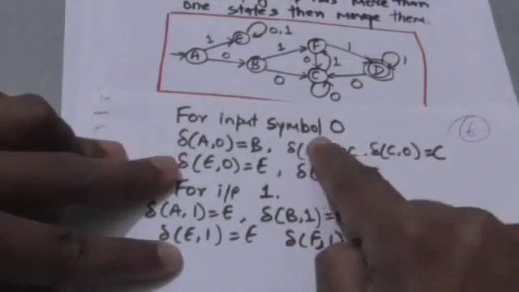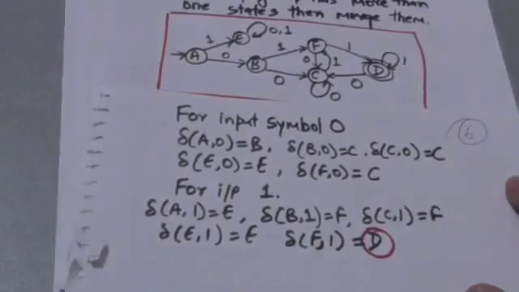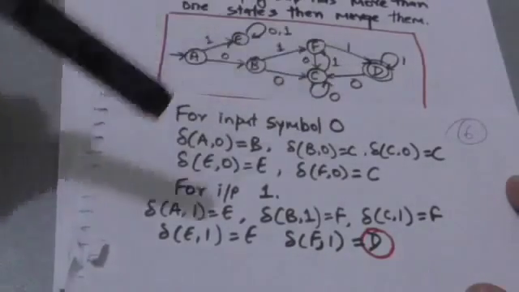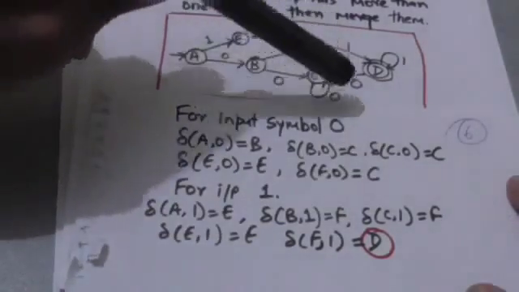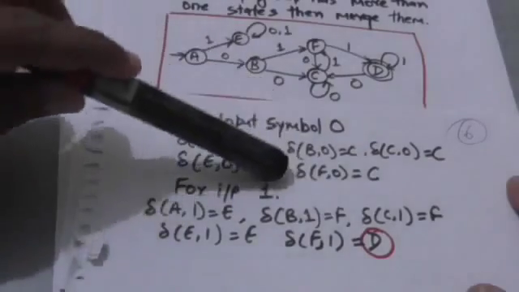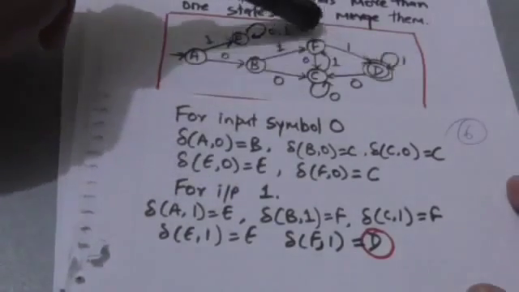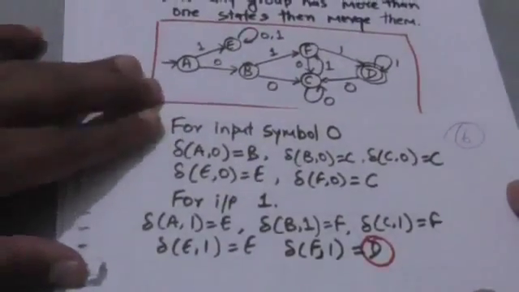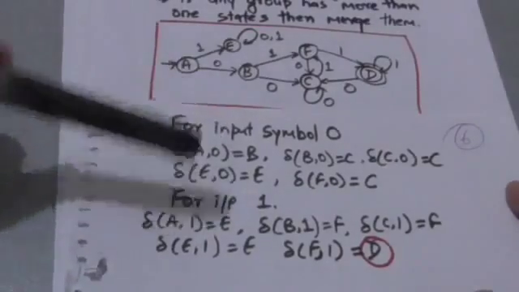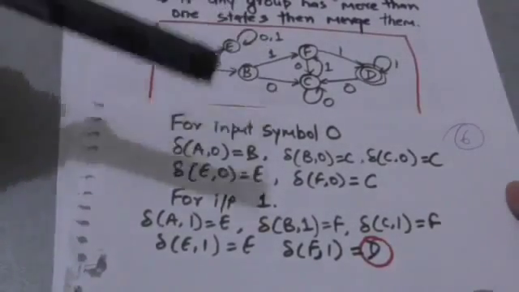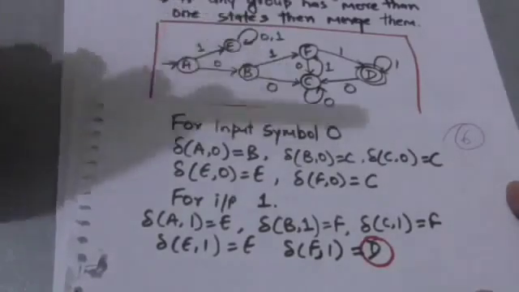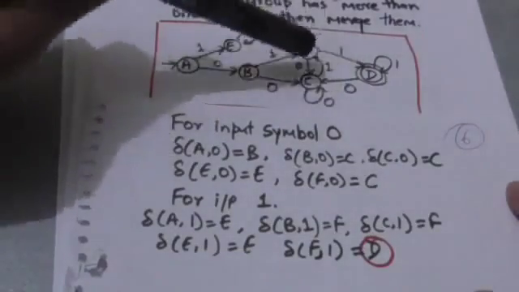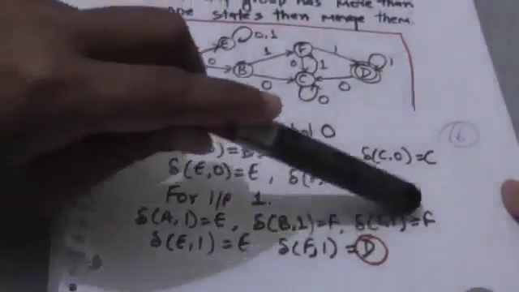For input symbol 0, A has transition to B, B has transition to C, C has transition to C, E has transition to E, and F has transition to C, right? But for input symbol 1, A has transition to E, B has transition to F, and C has transition to F, right?